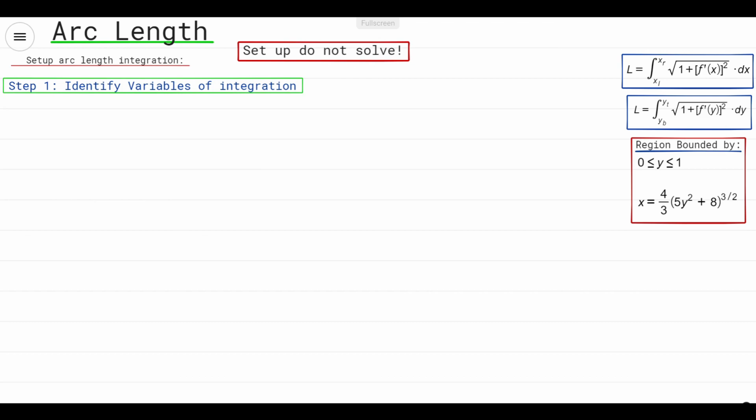So our f of y is equal to x. And our x, as we can see, is equal to 4/3 times (5y squared plus 8) to 3/2. So that's our f of y is equal to 4/3 times (5y squared plus 8) raised to 3/2. So now the first thing we're going to do is find the variables of integration. We know from the formula that we have to find the derivative and then square it. So first thing we're doing is finding f prime of y.